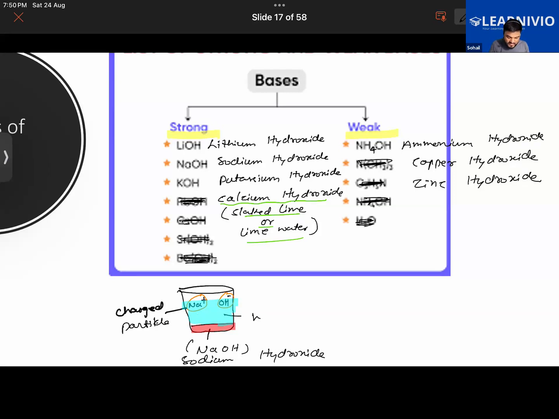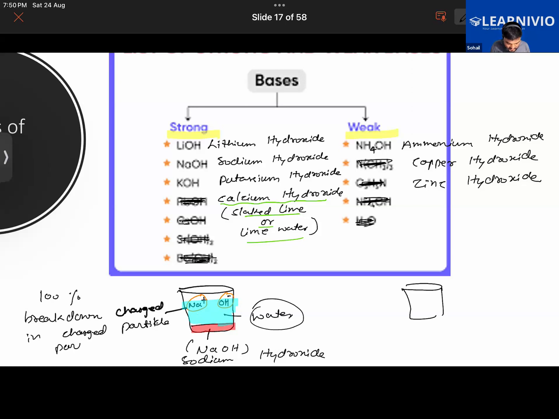Upon dissolving the base in water, if it is a strong base, it will 100% break into the charged particles. Nothing will be left. But in the case of a weak base, what happens? Here, 100% breakdown is not happening. Now let me write it over here: 100% breakdown into charged particles. Although in your exams this wouldn't be asked in this much depth, you should have clarity of the concepts. That is why I'm telling you this.